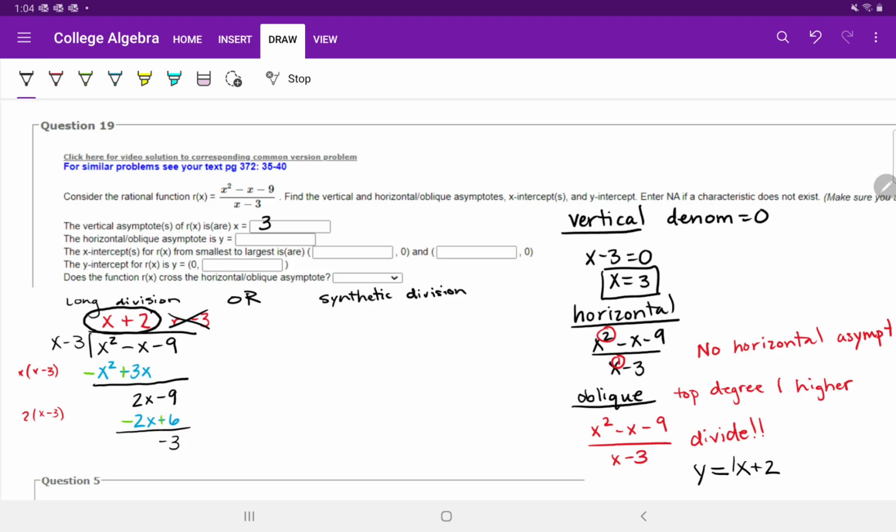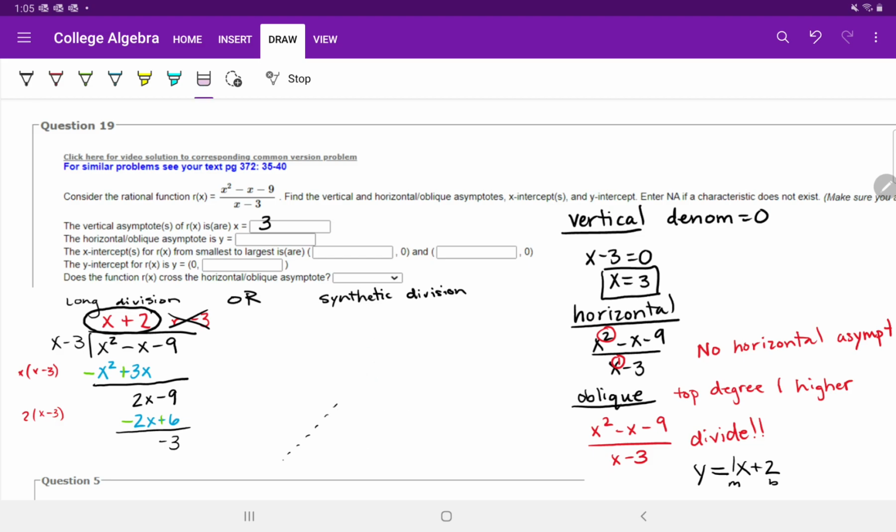Now this is a line, right? This is the line 1x plus 2, so it has a slope of 1 and it has a y-intercept of 2. We could draw it on the graph. So y-intercept of 2 would be right here, a slope of 1 would be like this, so our oblique asymptote would go just like that across our graph. So this is a line that our function would not cross.